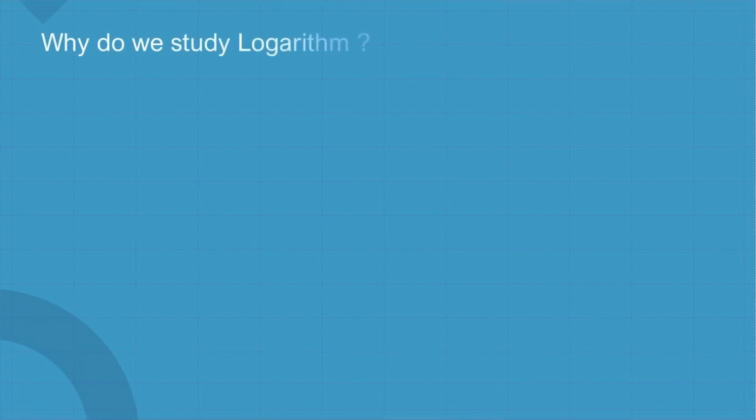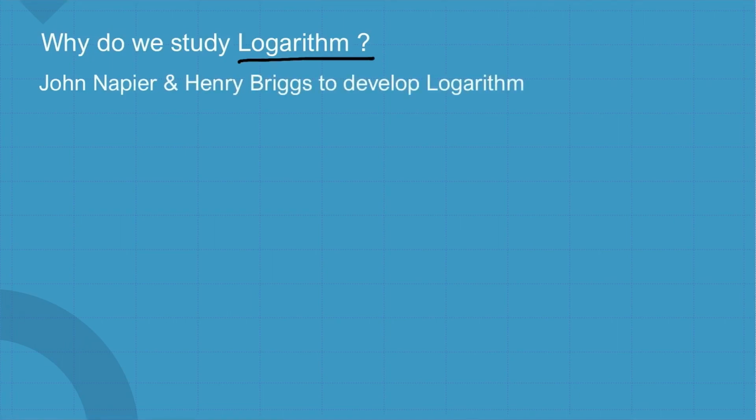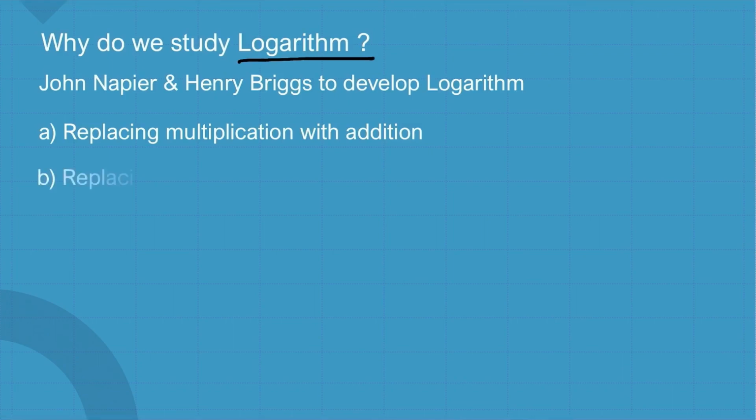So our next topic is why do we study logarithm? There were two scientists, John Napier and Henry Briggs, who developed the logarithm. Number one, for replacing multiplication with addition. When we multiply large numbers, it is a more typical calculation. So to make it easier and replace multiplication with addition, they developed the logarithm. Number two, replacing division with subtraction, so they developed the logarithm.